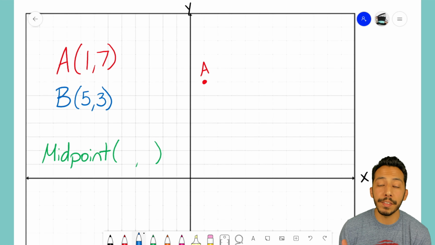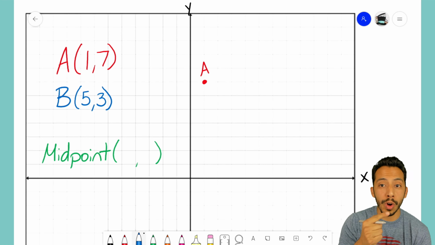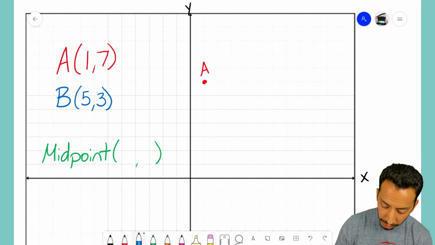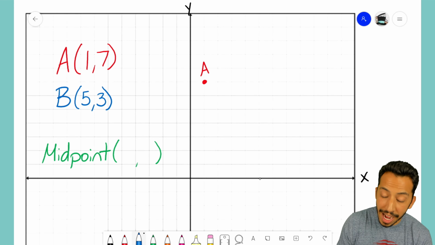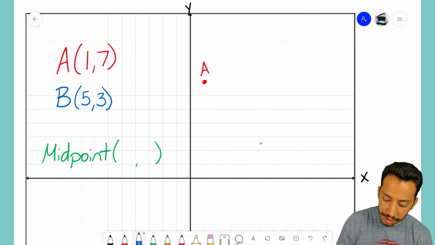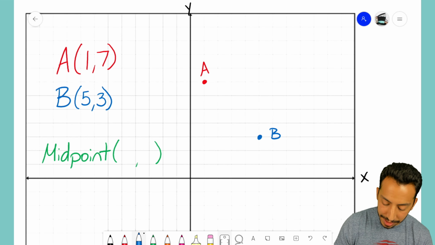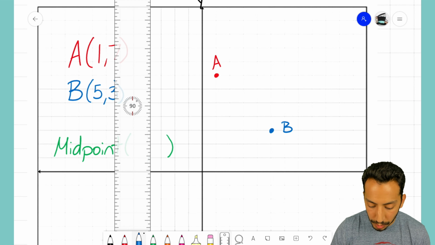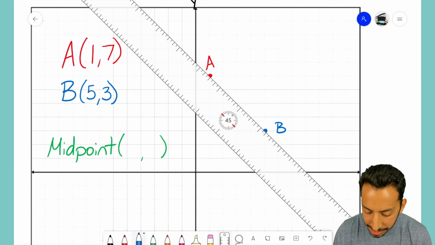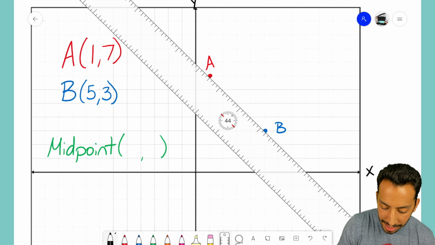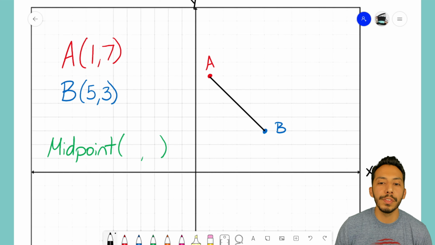All right, let's go ahead and graph B. B is at the point (5, 3). Again, there's my X value. I've got to go across 5 and then up 3. So starting at (0, 0), go 1, 2, 3, 4, 5, and then up 3: 1, 2, 3. Right there is my point B. I'm going to get my ruler out real quick just so I can show you the line segment AB. The line segment AB is the line that connects those two points.